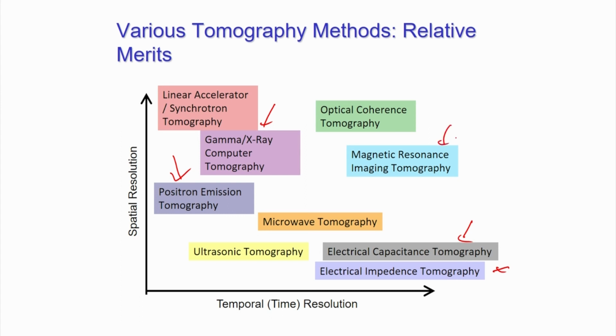So, if you want to analyze the system, the combination of ECT and gamma ray will give you both the information together, and you can combine it, and still the cost will be much cheaper than the MRI. So, this is all about the tomography based measurement techniques.